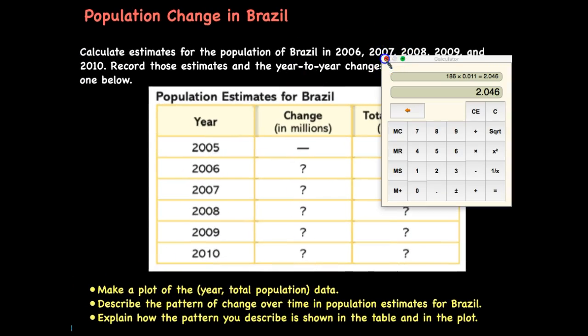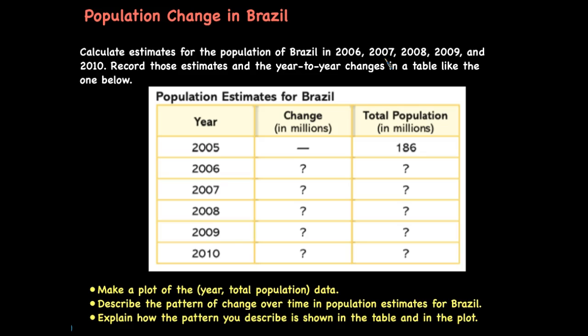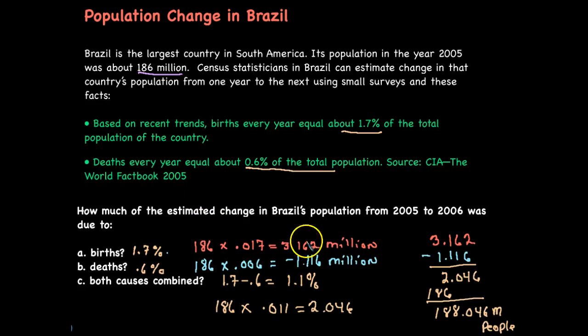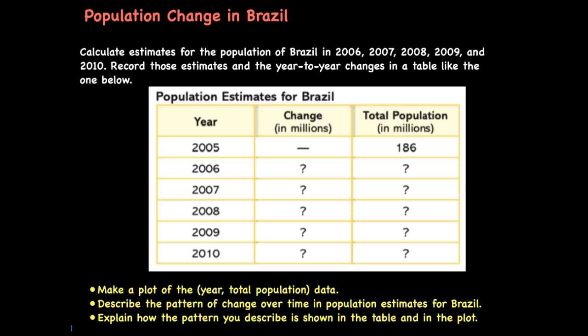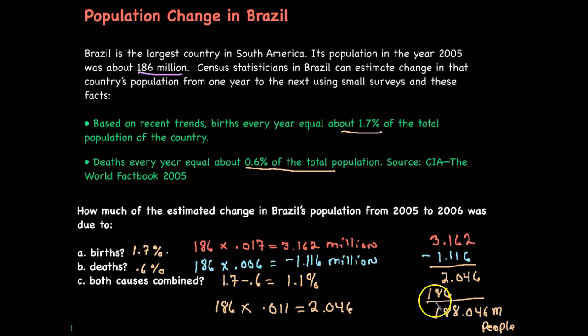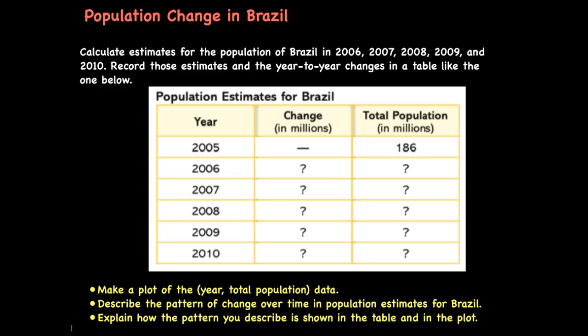Let's go ahead and look at a table now. We want to calculate estimates for the population of Brazil in all these years, 2006 through 2010. We want to record the estimates here in the table and the year-to-year changes as well. So we want to find the change, and remember we found the change back here, this 2.046, multiple ways, and then we want to actually find our total new population, which is what we did when we added 186 million, our starting population, to our change. So pause the video and fill out a table like this on your own.